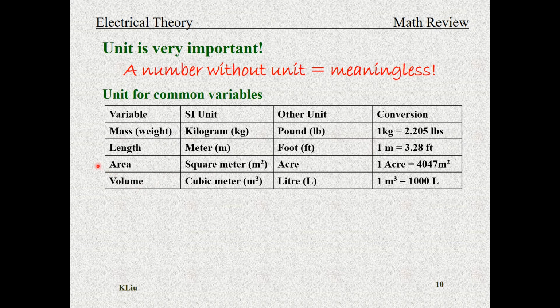For area, the standard unit is square meter. We also use acre in our everyday life. 1 acre is 4,047 square meters. For volume, the standard unit is cubic meter, but we use liter every day. 1 cubic meter equals 1,000 liters.